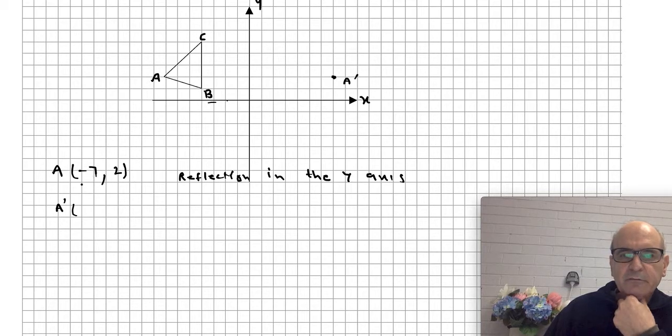Or another way of doing that, x was -7 here. Now x becomes 7. And y stays the same. So y still is 2.